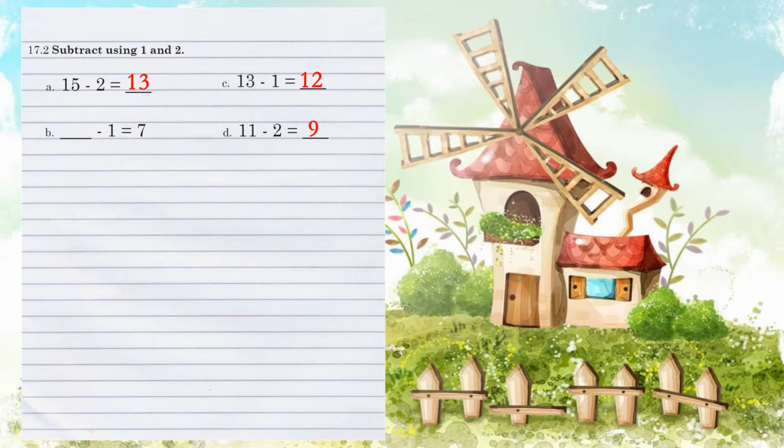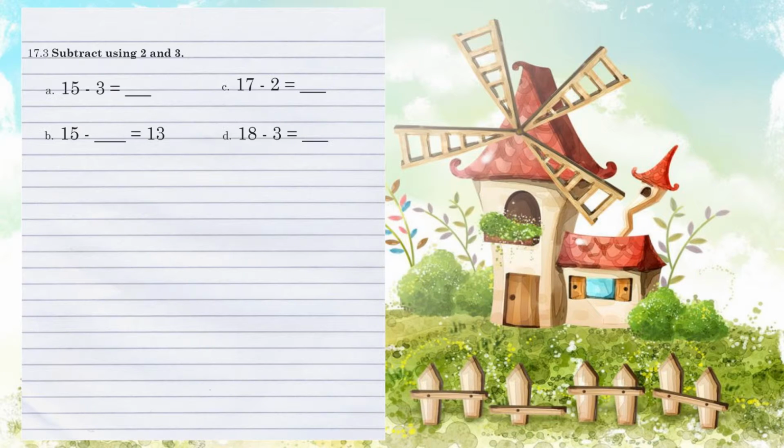Example B. What number, when I subtract 1, would give us 7? Well, that means that the 7 would need to be 1 higher in order for that to happen. So we would start with 8 in order to have an answer of 7 after subtracting 1.